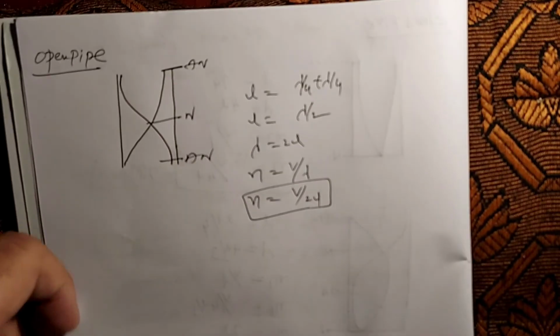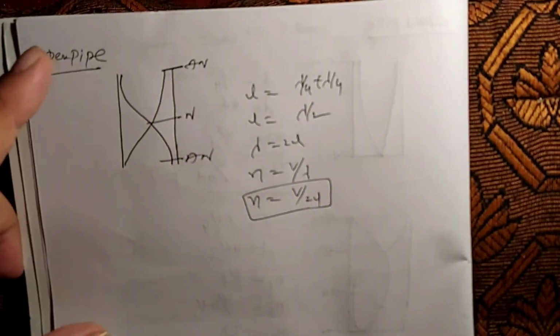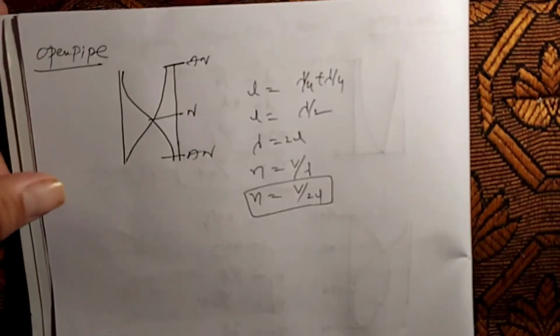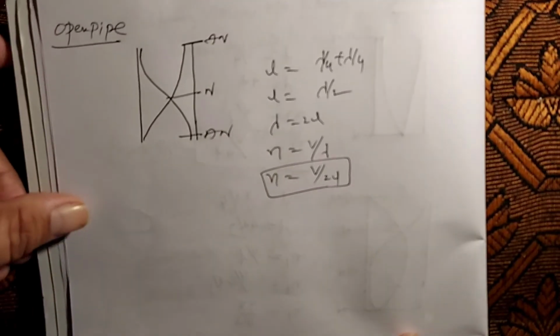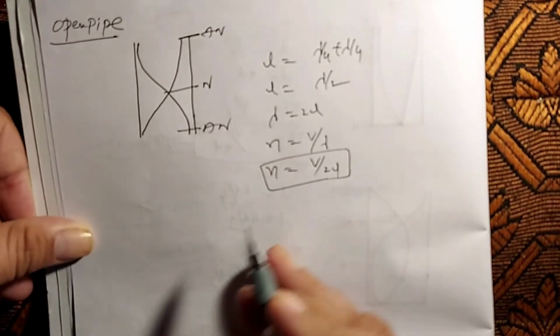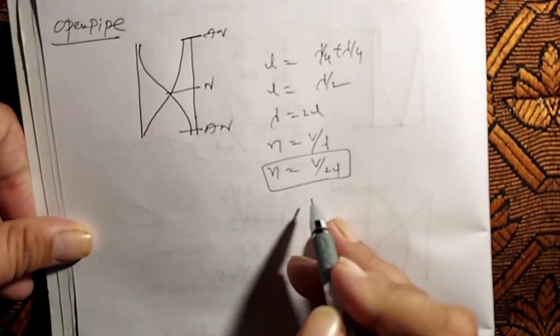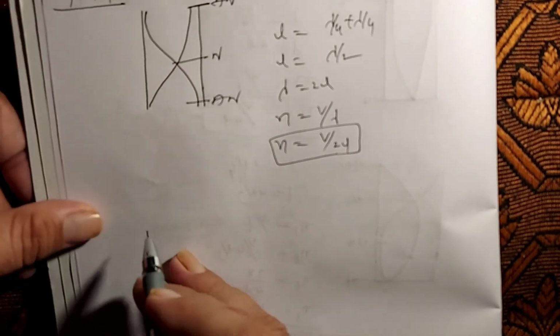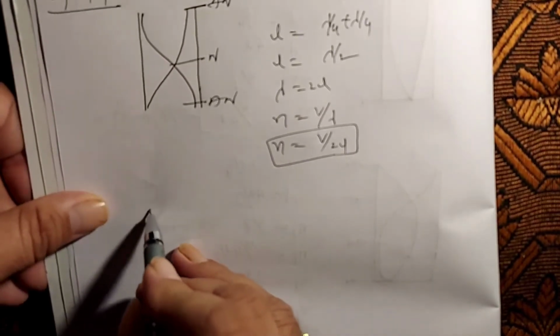This frequency we again call the fundamental frequency. Fundamental frequency in which pipe? Open pipe. So please don't get confused between open pipe and closed pipe. This is the first mode of vibration and this is the fundamental frequency. Like that we are going to discuss the second mode of vibration in open pipe.